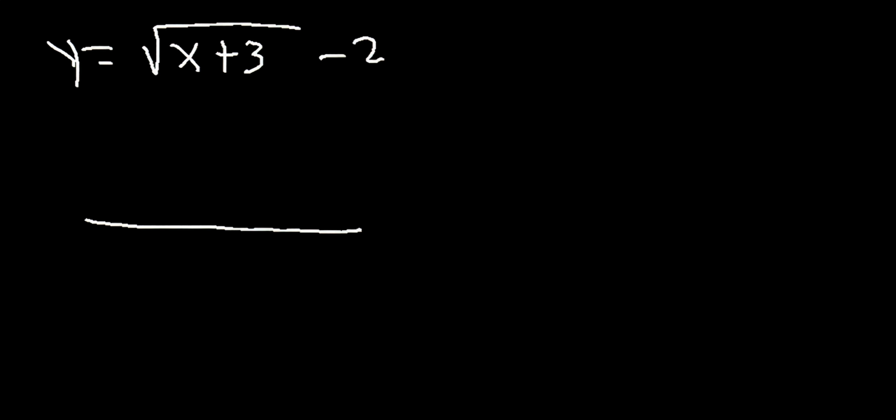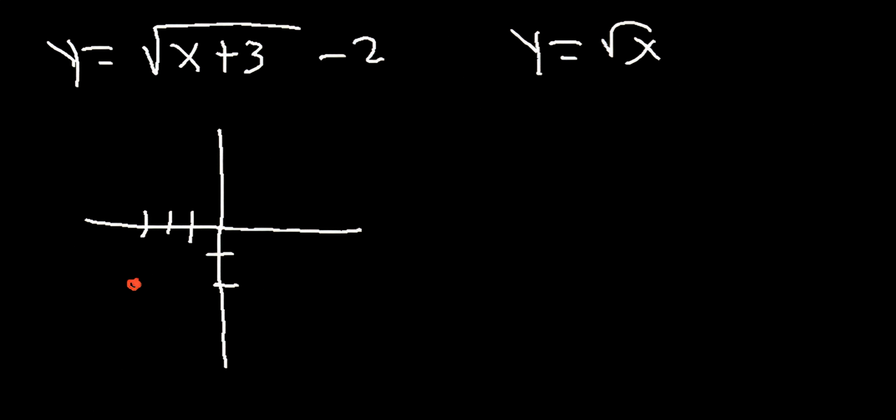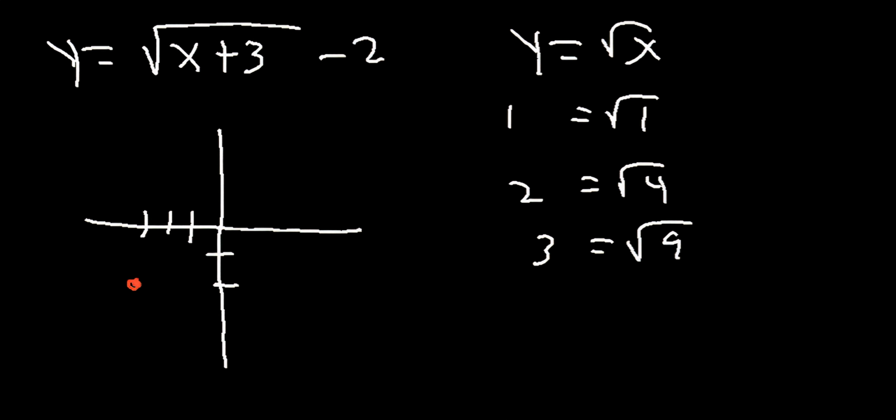But now let's apply it in a problem. So let's start with a straightforward one. Let's say we have y is equal to the square root of x plus 3 minus 2. So the origin is shifted 3 to the left and down 2. So it's going to start over here. Now the parent function is the square root of x. The square root of 1 is 1, and the square root of 4 is 2, and the square root of 9 is 3. So as we move 1 to the right, go up 1.